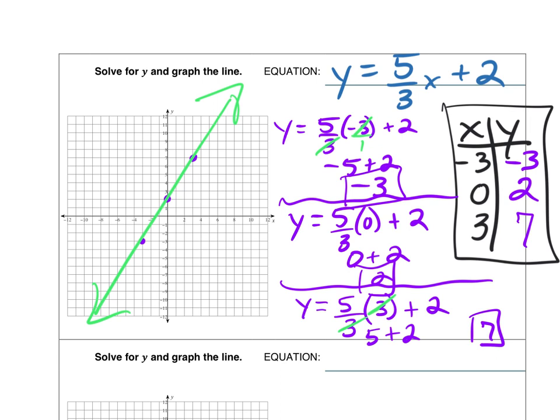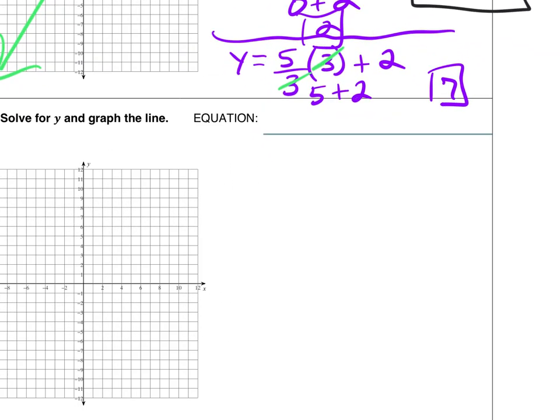I can double check my answer here by seeing, okay, this is a positive slope. It is reflected on the graph as a positive slope. The y-intercept is +2. There it is. And the slope is 5 over 3. So starting from this point, I rise 5: 1, 2, 3, 4, 5. Run 3: 1, 2, 3. And there we go.